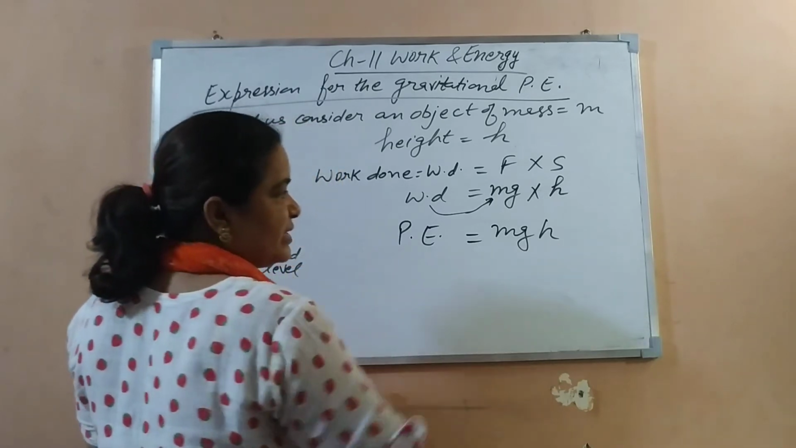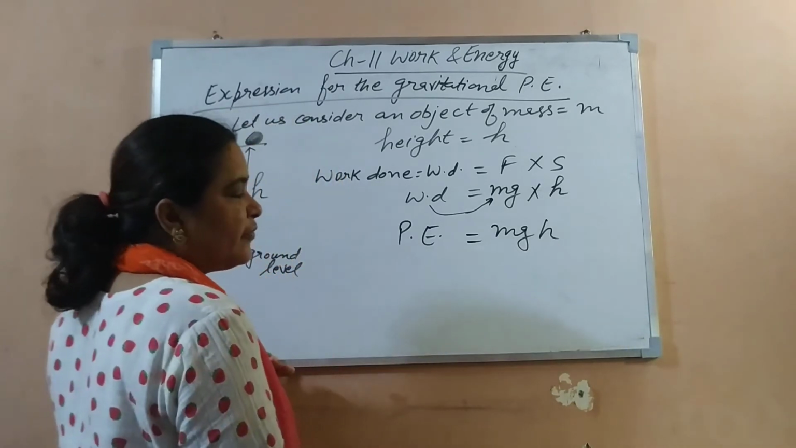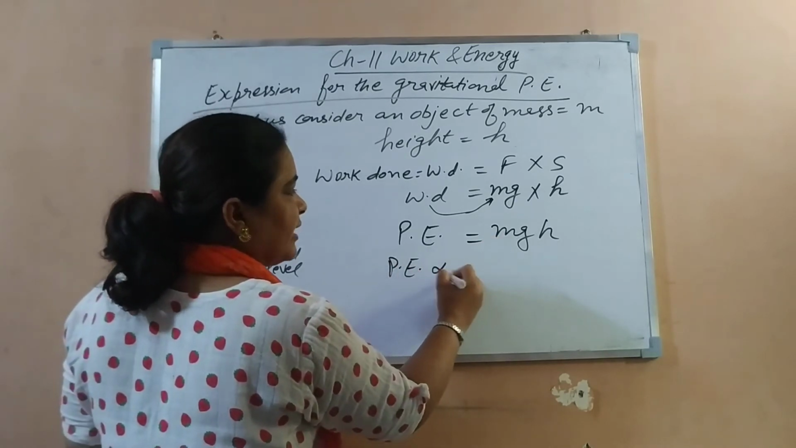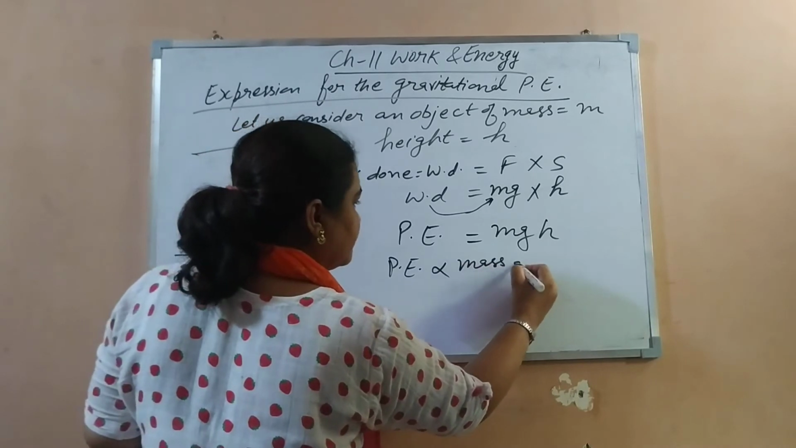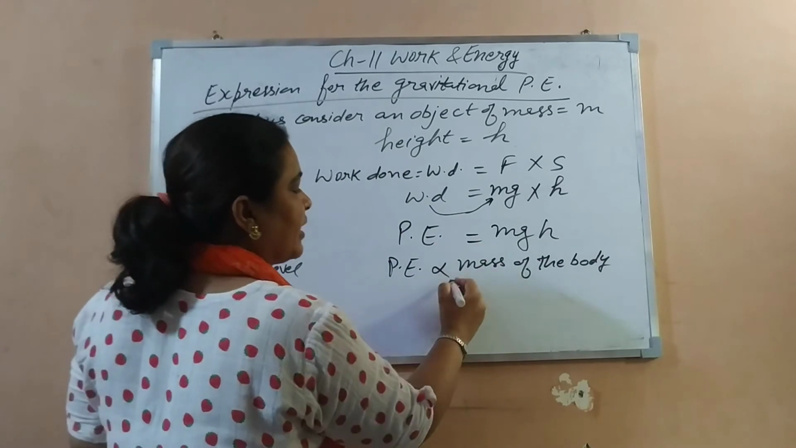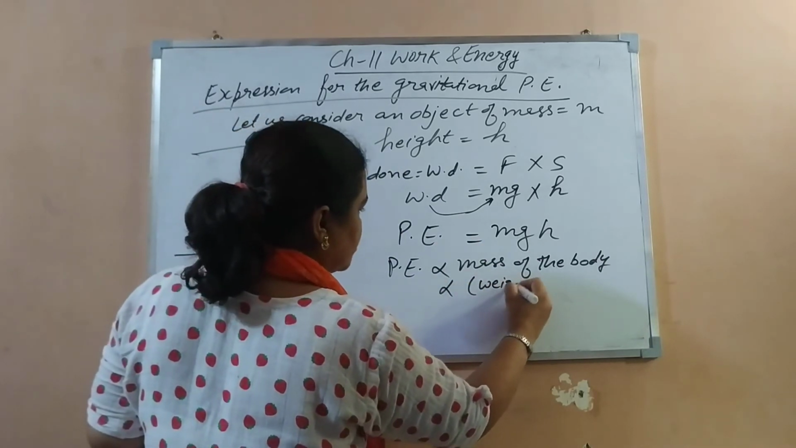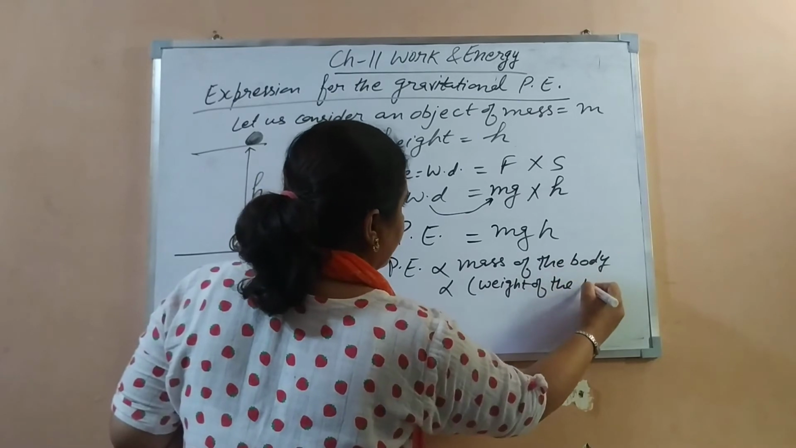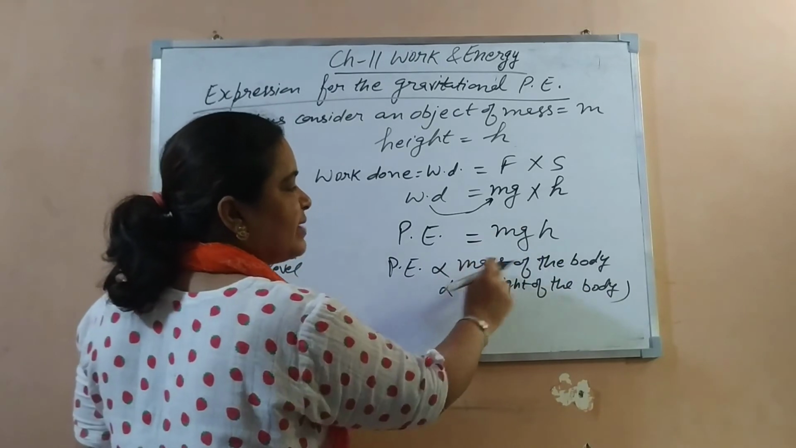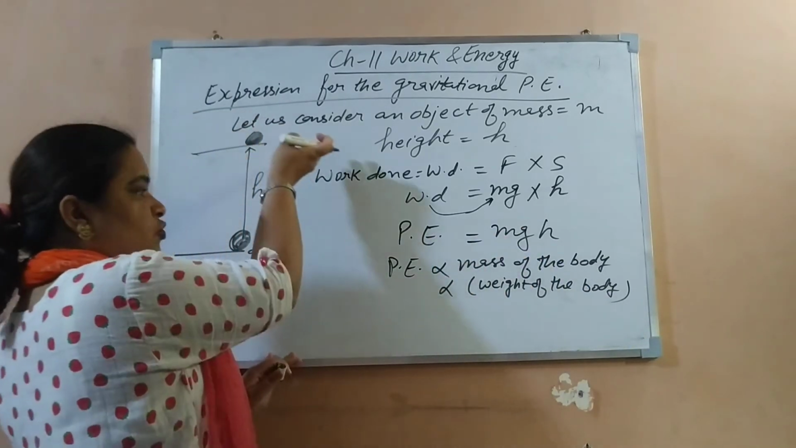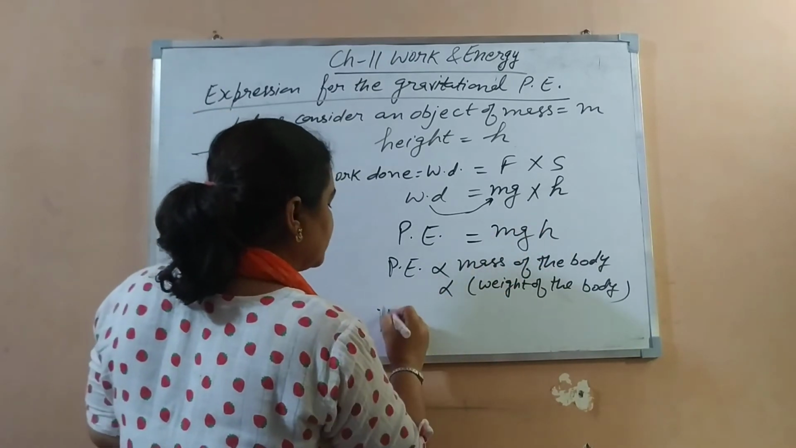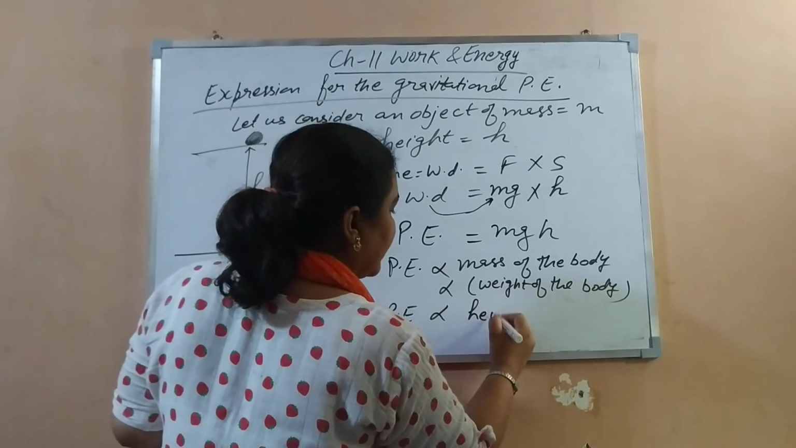From here, you can see the factors on which potential energy depends. Potential energy is directly proportional to the mass of the body, or if you multiply by g, directly proportional to the weight of the body. Both you can write. More is the mass we have to raise, more potential energy it would store. And potential energy is directly proportional to the height to be raised.